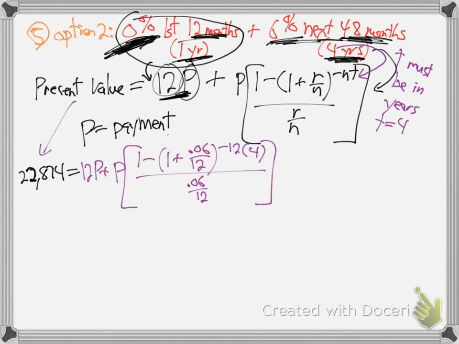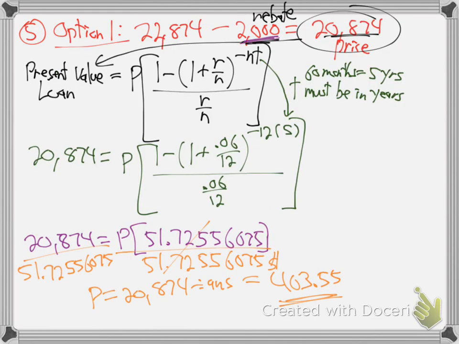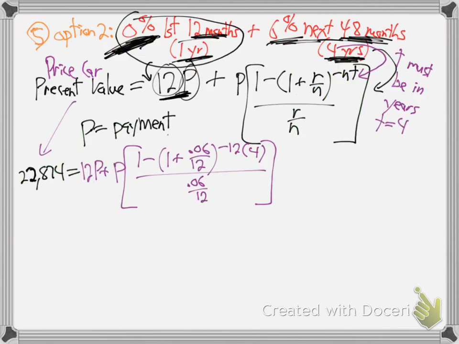Because present value, which is the price of the car, right? It's full price. Option 1, we got a $2,000 rebate, $2,000 off the price, but we paid the interest for all 5 years. Option 2, we don't get anything off the price. The price, the present value of the car, is the full $22,874. We just get the first year 0%, so it's just 12 payments, no interest, and then the other 4 years, the other 48 months, we use the interest formula.